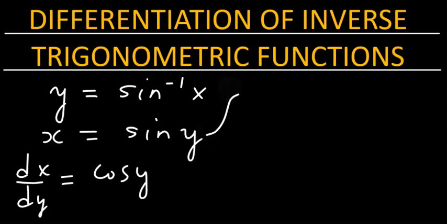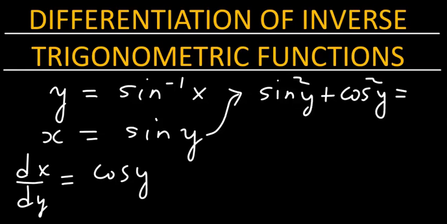Now we can figure that out from trigonometric identity. We know that sine squared y plus cosine squared y equals 1. That means cosine of y in terms of x is quite simply the square root of 1 minus x squared.